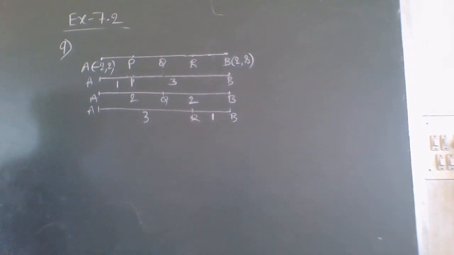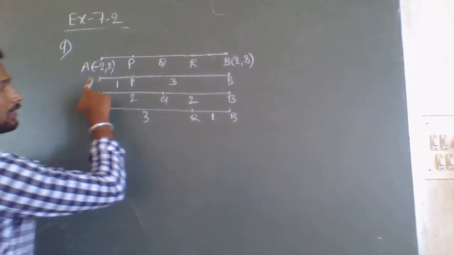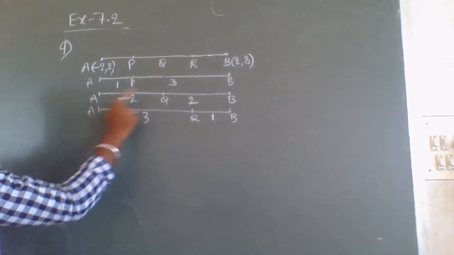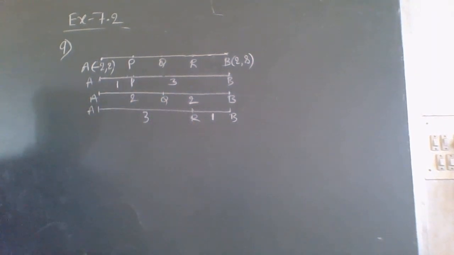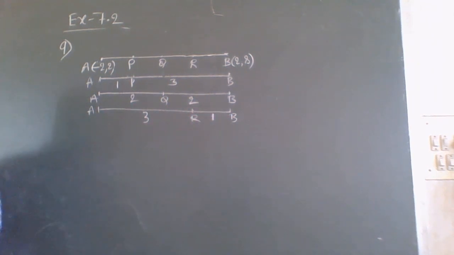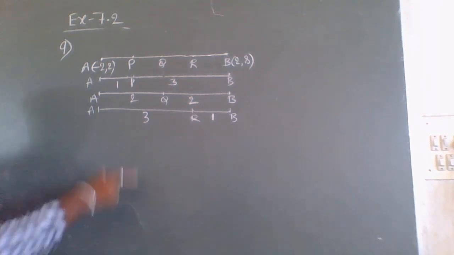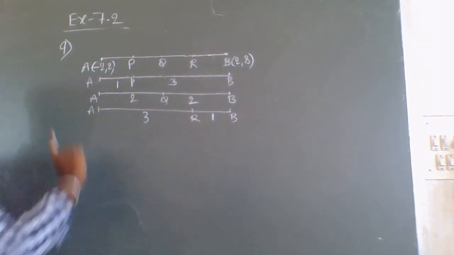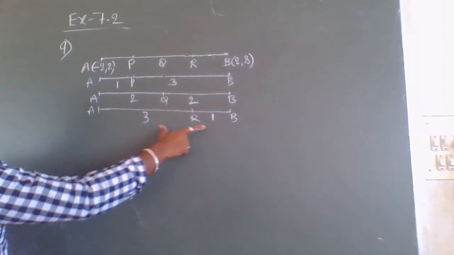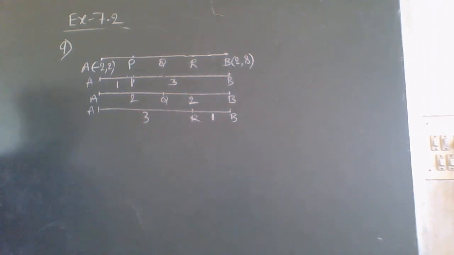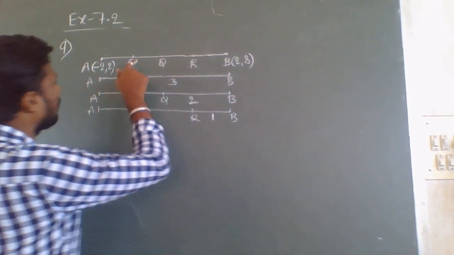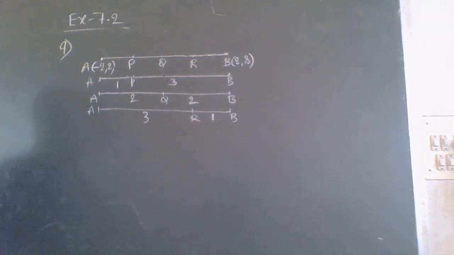So now we got to know that this point P is dividing line AB in the ratio 1:3, and this point Q is dividing line AB in the ratio 2:2, and this point R is dividing line AB in the ratio 3:1. So now we got the M1, M2 values for point P, the M1, M2 values for point Q, and these are the M1, M2 values for point R, and these are the x1, y1 values, and these are the x2, y2 values.